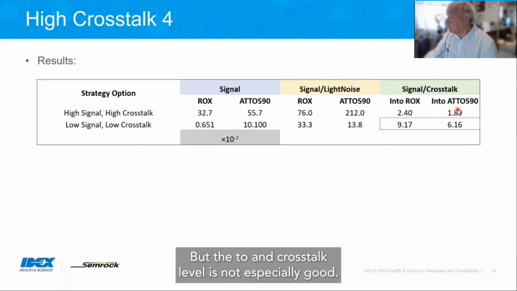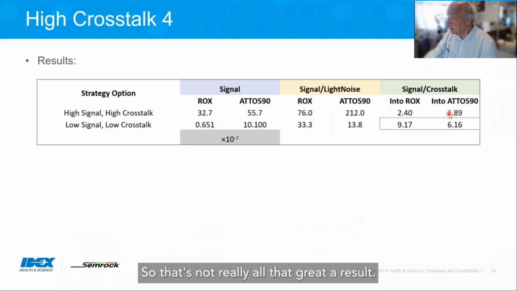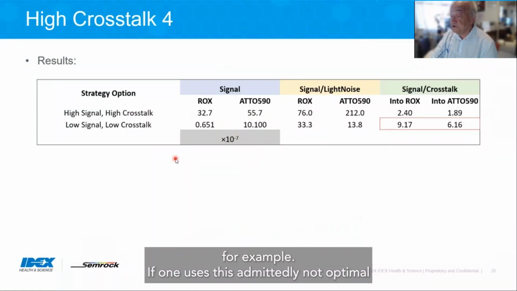But the signal to crosstalk level is not especially good. It's about 2 to 1 or a bit better than 2 to 1. So that's not really all that great a result. It might put a lot of stress on one's spectral subtraction process, for example.